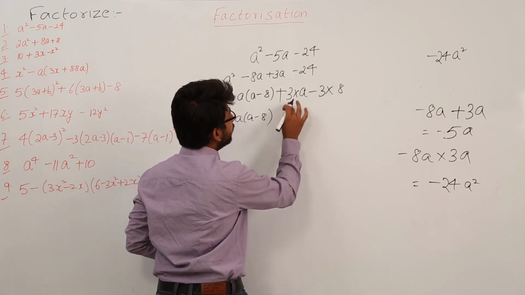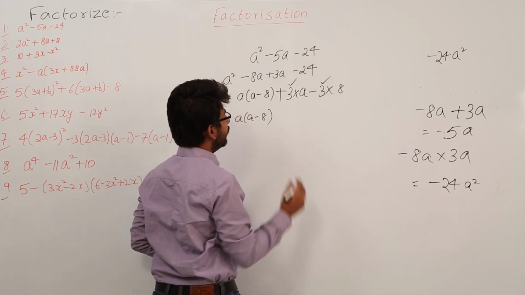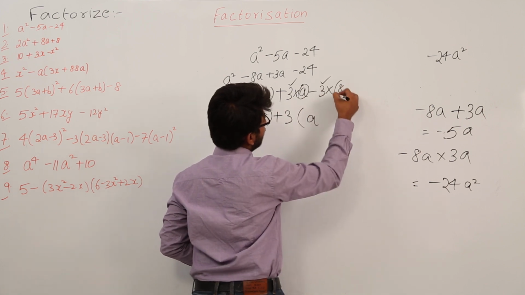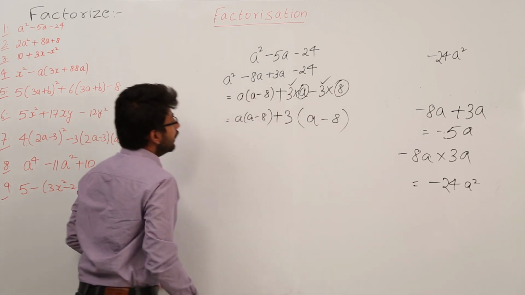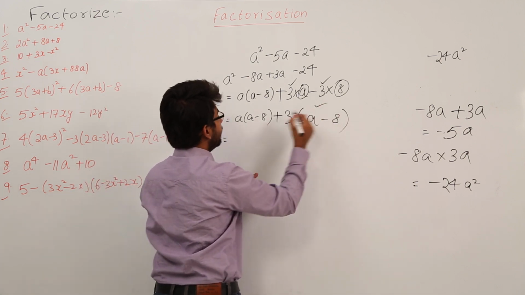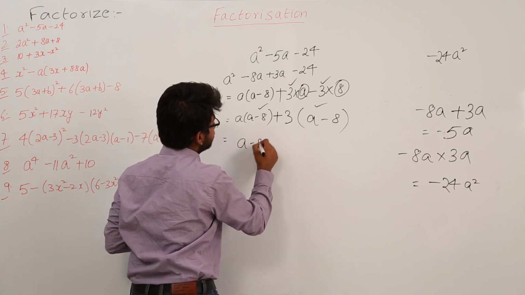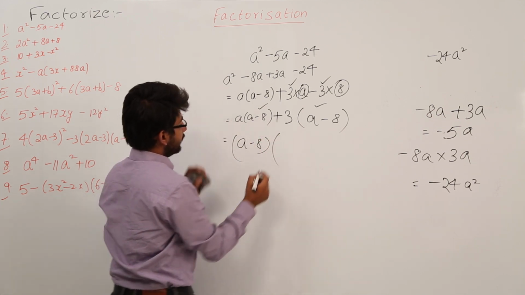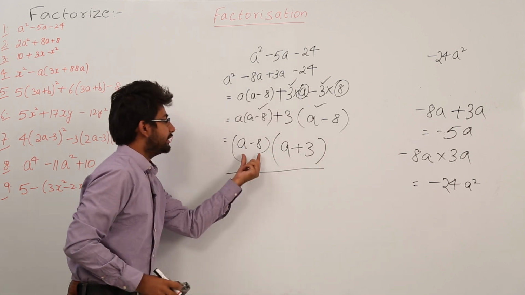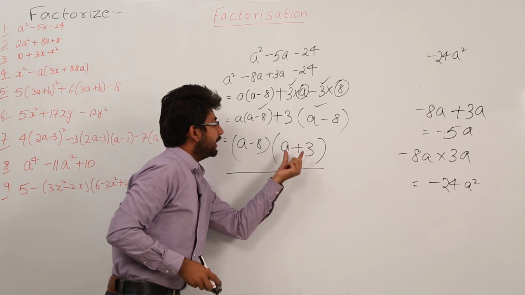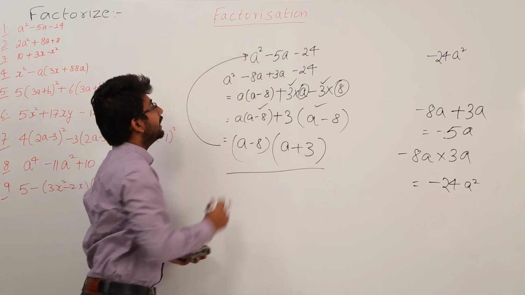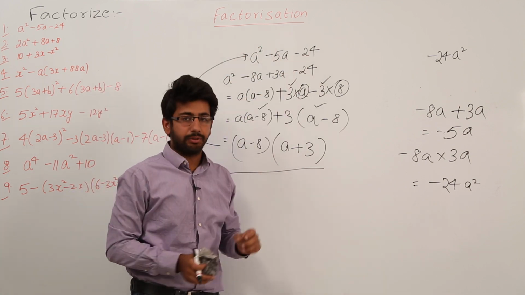Now in 3a and 3 into 8, we have factor 3 common. So let us take out 3 common. We are left with a here and minus 8 there. Now a minus 8 is present in both the terms, so let us take out a minus 8 common. We are left with a in the first term and plus 3 in the second term. So this is my answer, which is a minus 8 and a plus 3. When they are multiplied, they will give you back this mathematical expression.